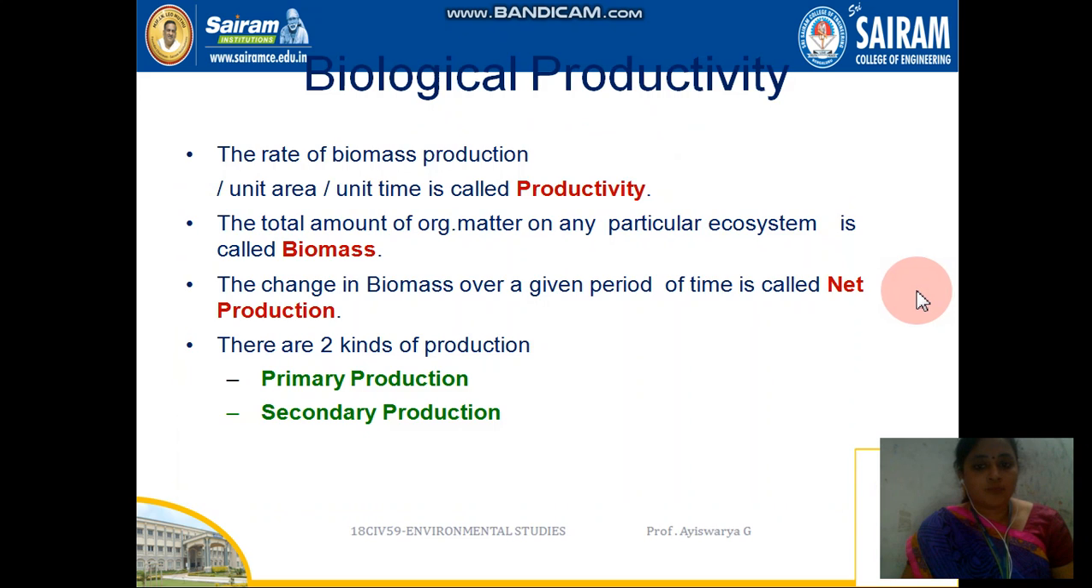So now in the upcoming session, I'll explain about the biological productivity, the bioproductions, and food chain, food web in this upcoming presentation. The rate of biomass production per unit area or per unit time is called productivity, right. The total amount of organic matter in any particular ecosystem is called biomass. The change in biomass is said to be the net production. We have primary production and secondary production. I'll tell you why. First of all, we are learning about biomass because it is very essential.